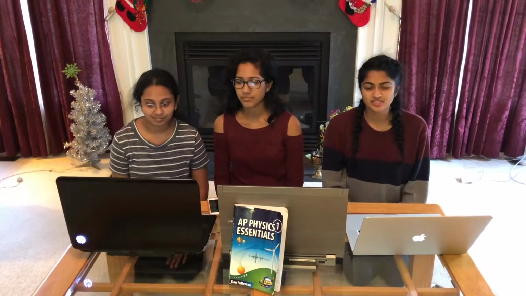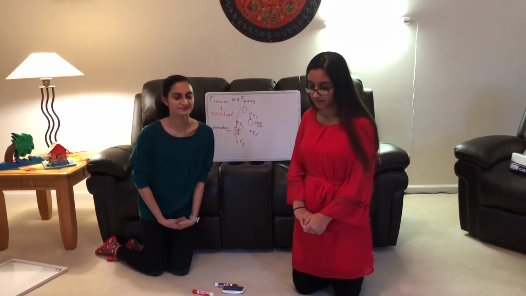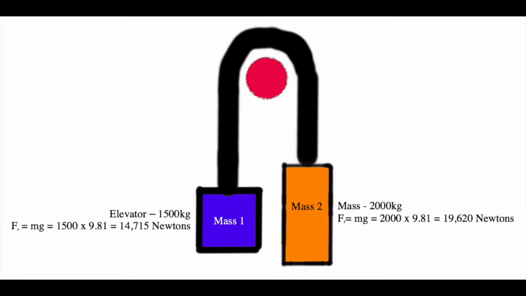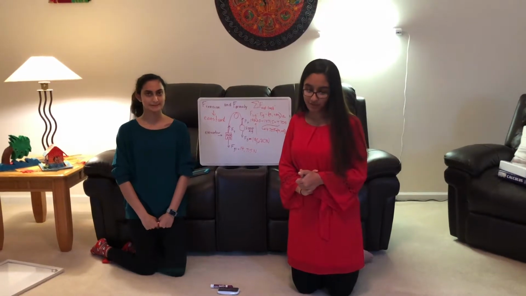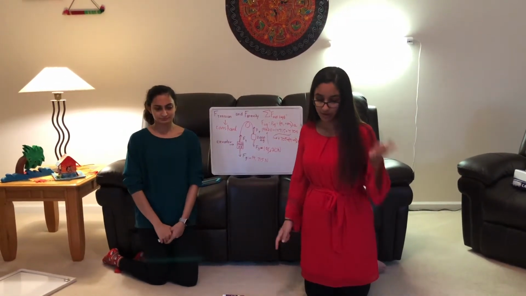Wouldn't the first step be to calculate the forces of gravity for each mass? Yes, here's how. The force of gravity is equal to mass times the acceleration due to gravity. For the elevator, this is 14,715 newtons, and the force of gravity on the mass is 19,620 newtons. What does that mean exactly? This means that if it were to move, it would go in the downward direction for the right side, meaning the elevator would go up.